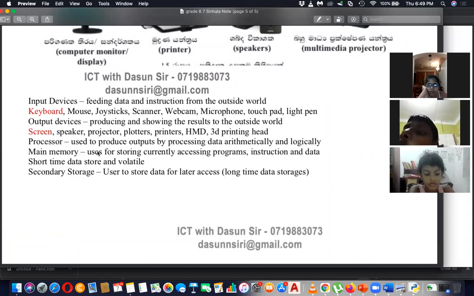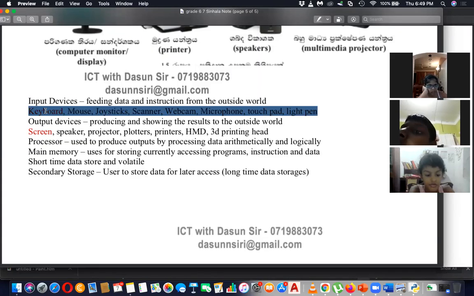These are the input devices. Keyboard, mouse, joystick, scanner, webcam, microphone, touchpad, light pen. Let me know if you don't know anything. Anything that you don't know? No, sir.